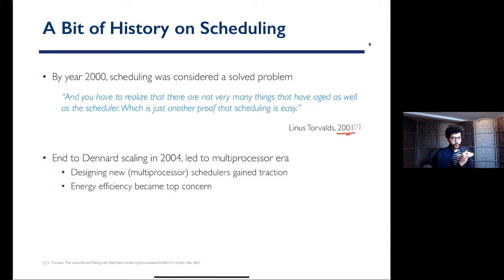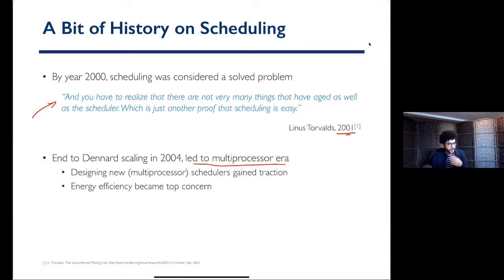around 2004, we started to see the rise of multiprocessors. And when multiprocessors started to come, people started rethinking scheduling. So scheduling was fine for uniprocessors, which is the topic that we're gonna focus on. But when multiprocessors came in, people started looking at it again.